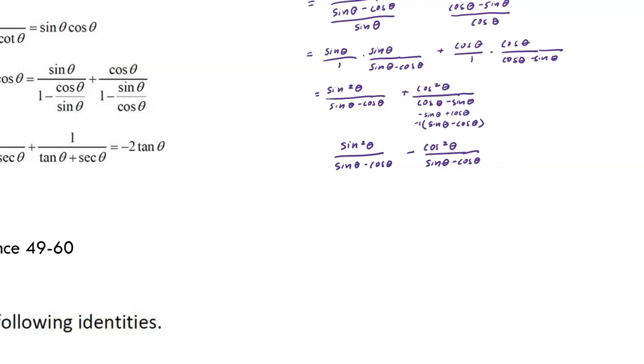Notice that I have a common denominator. So sine squared theta and cosine squared theta over sine of theta minus cosine of theta. And oops, I forgot to put a minus there. Minus cosine squared theta. Okay.